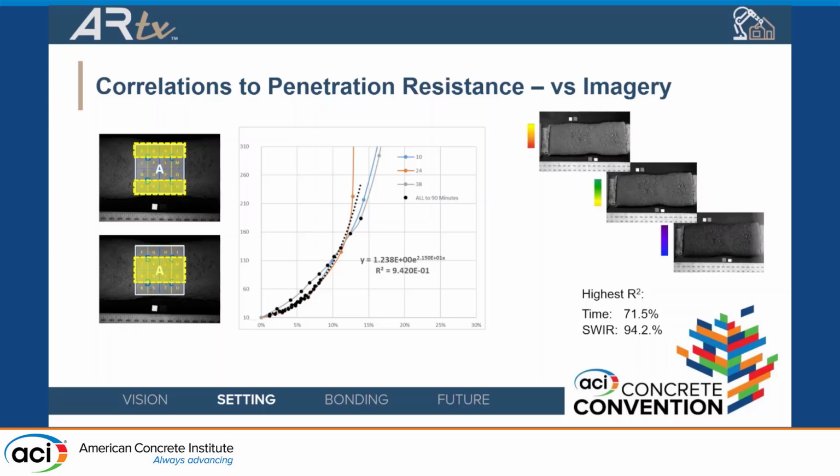We also wanted to make sure that these things that we're looking at in the infrared don't also occur in the color in the visible spectrum, because if they did, we could use a lot cheaper camera right now. But when we look at these same image parameter extraction and correlation approaches in the visible spectrum, we actually get a little bit worse performance than time.